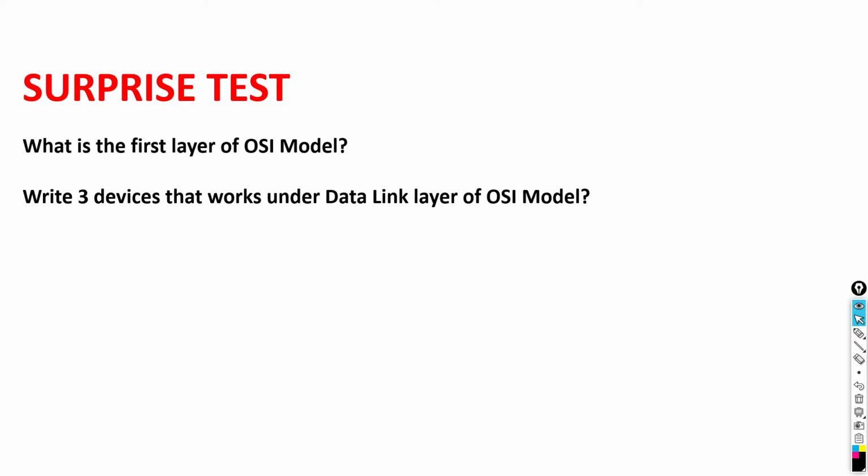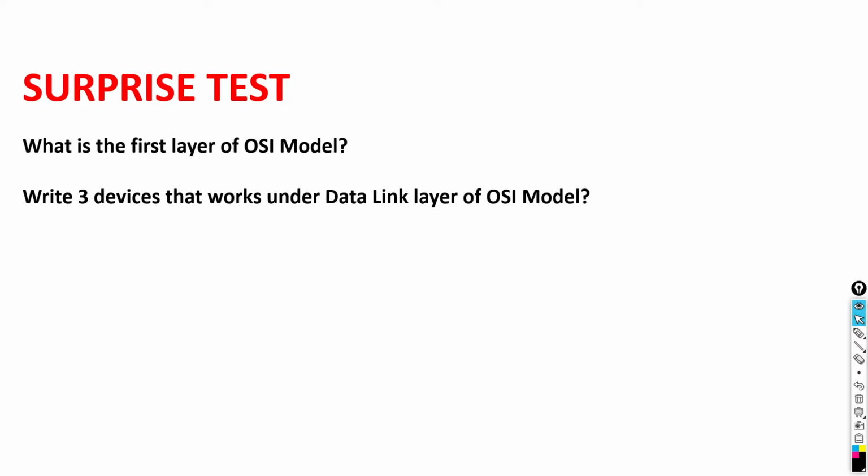Now don't go back and watch the video and then write it down in the comment section below. You must think and write it down immediately. Or if you don't know, just write it down fast so that I can tell you the answer. Write 3 devices that work on the data link layer of the OSI model. If you know only one, then write down only one. It is enough.